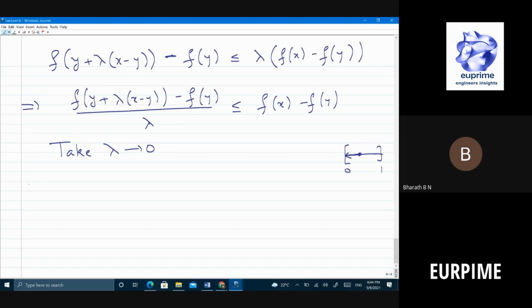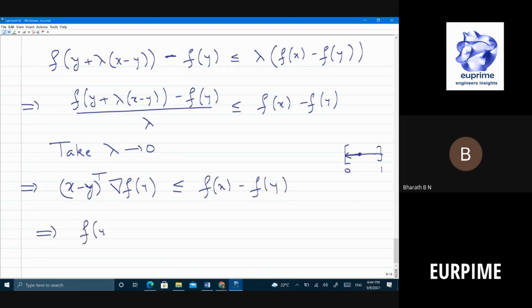So this implies x minus y transpose times the gradient of f at y is less than or equal to f of x minus f of y. So this implies, I think I should write it in terms of f of x, f of x is greater than or equal to f of y plus x minus y transpose gradient of f at y. This is interesting, right? This inequality.